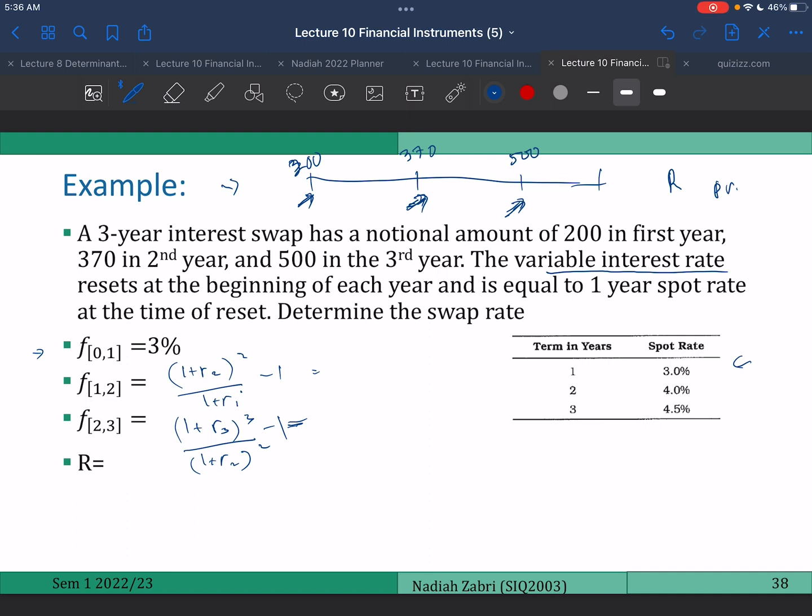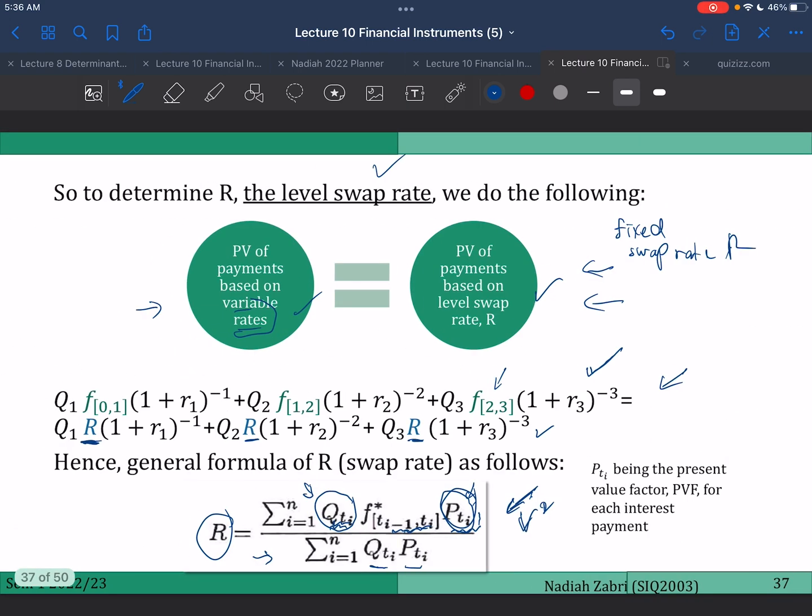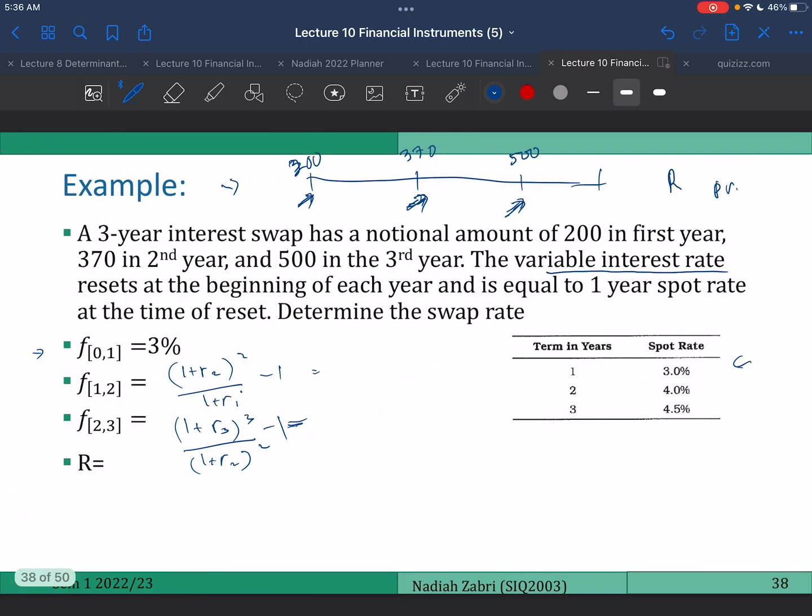Okay, once we know our forward rates, we need to find our R. This will be based on the formula that we derived before, and this formula is just rearranged from this assumption. So the formula will be the sum of all of the three. So we have three sums right now. It is the sum of the Q times the forward rate times the present value over the sum of Q times present value. So they don't have the F for the denominator.